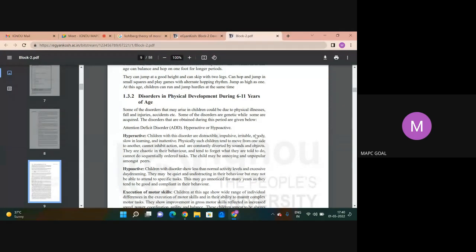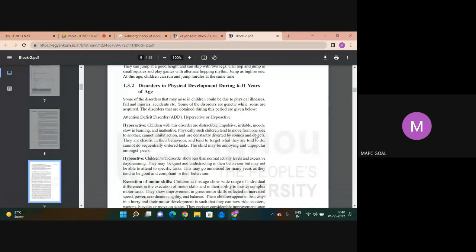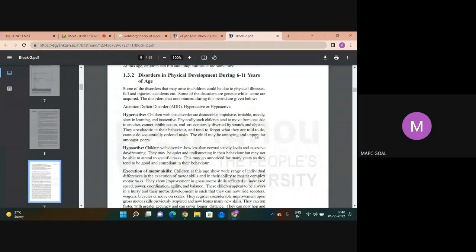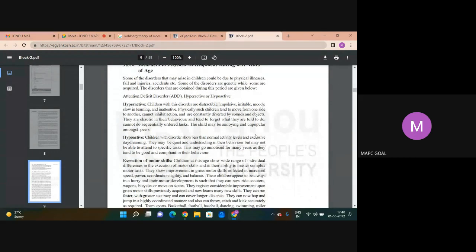by sounds and objects. And they are always chaotic in their behavior, and they tend to forget what they're told to do, and cannot do other tasks sequentially. The child may be annoying and unpopular among peers also. They're hypoactive, so children with this disorder show less than normal activity levels and excessive daydreaming. They may be quiet and undistracting in their behavior, yet unable to attend to certain tasks also.